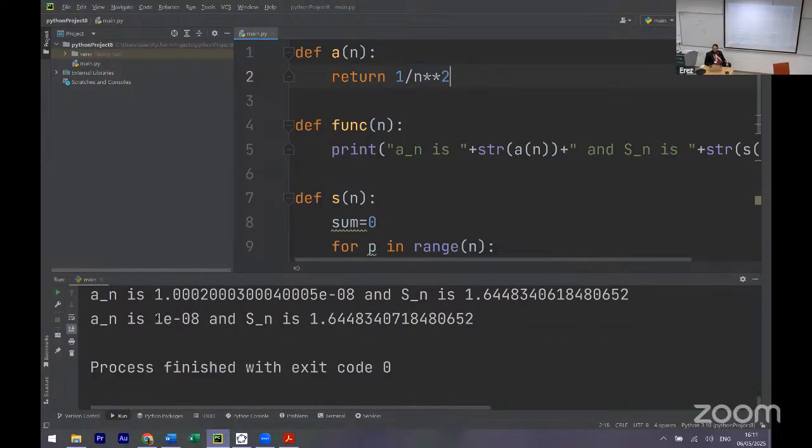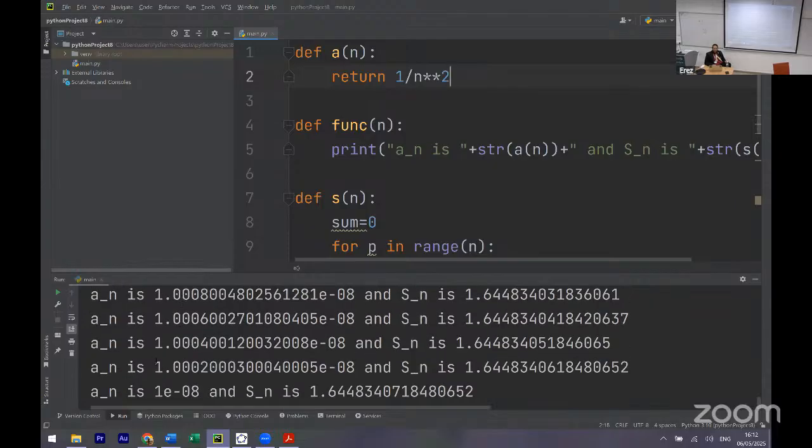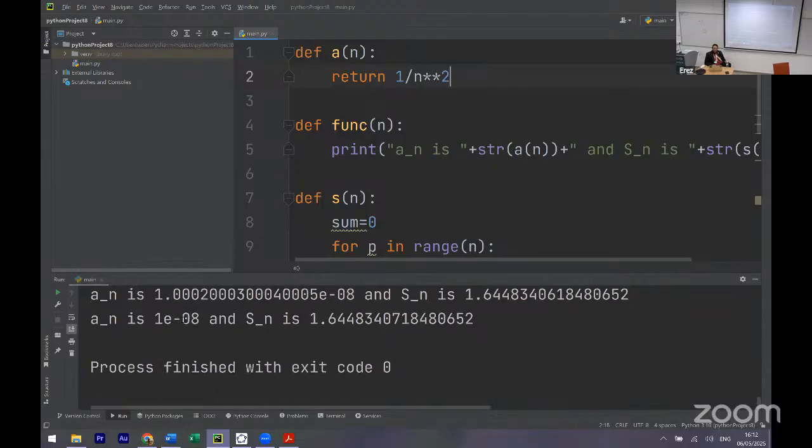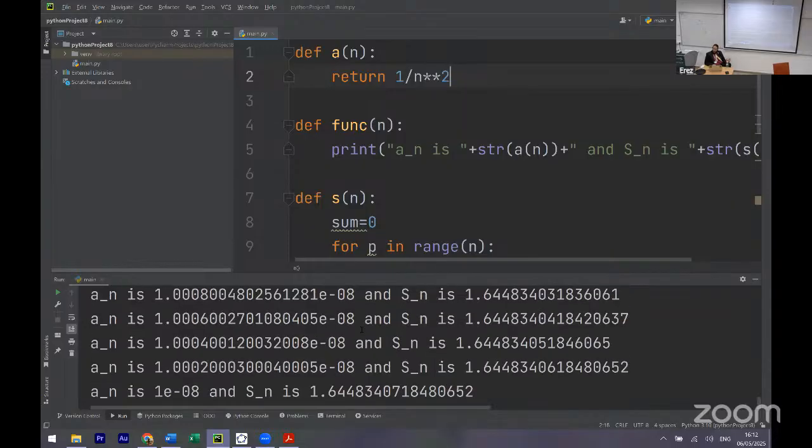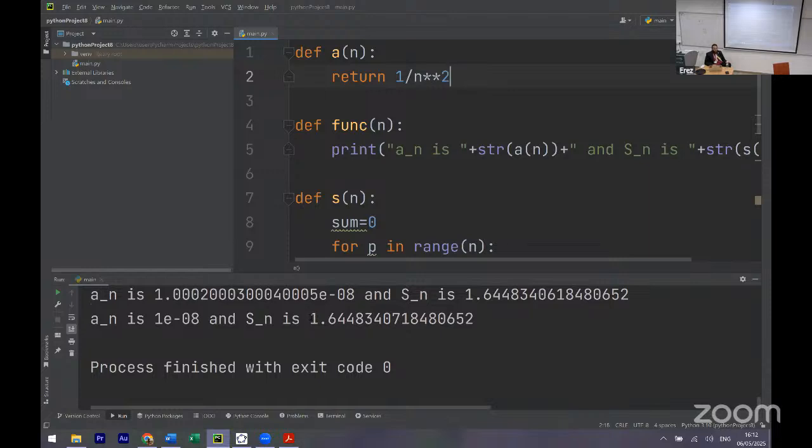Oh, the last one, it seems so succinct. Because it's 1 over n squared. In any case, you see, this is a very, very small number, it tends to 0. And the sum is 1.64483. It seems to be steady on it. Can anyone guess what this number is?